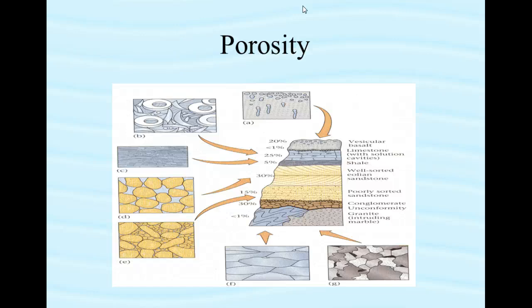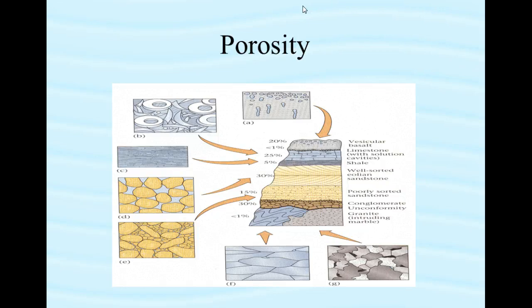Number two, the packing of the grains, or how close together the grains are. And then three, the sorting of the grains. In other words, how the grains are arranged, like big next to small, etc. So if we look at this diagram, we can see some examples of rock with different porosities.